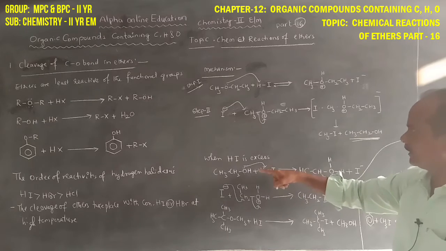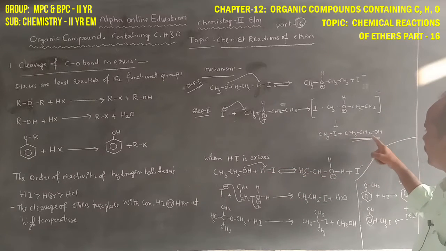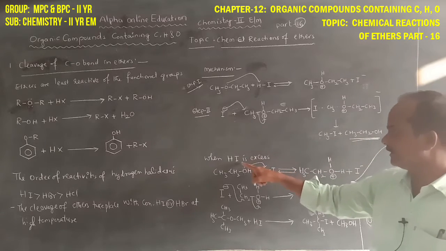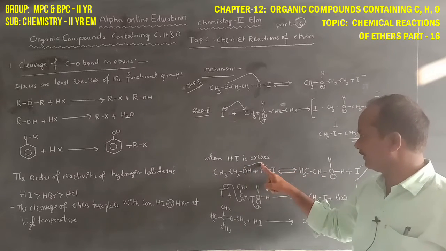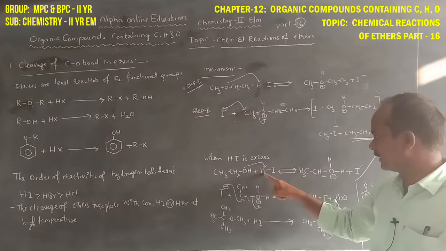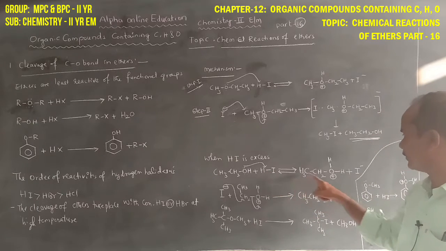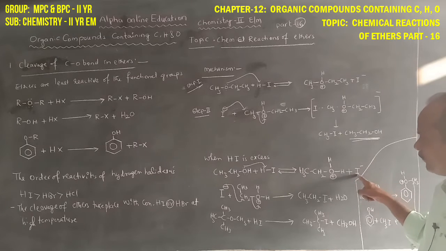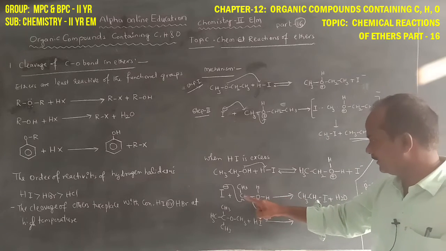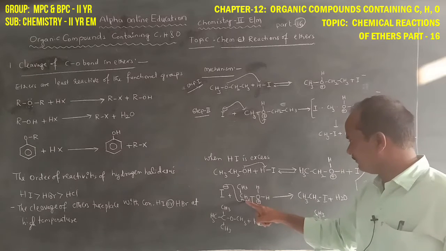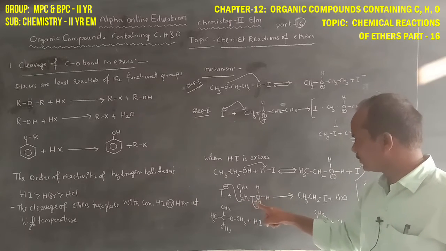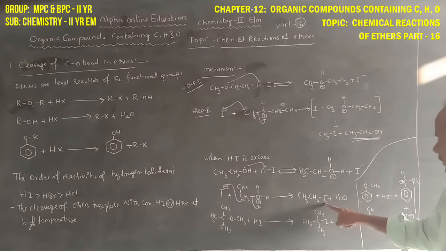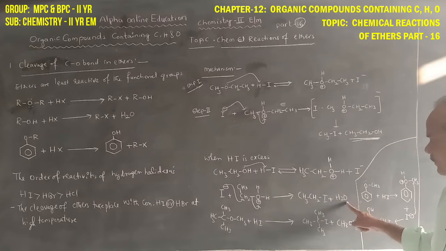In the second stage, after formation of ethyl alcohol, in the presence of excess hydrogen iodide, the alcohol is again protonated. Then the iodide nucleophile is formed. This nucleophile attacks the carbon attached to the oxonium ion. Then ethyl iodide and a water molecule are formed.